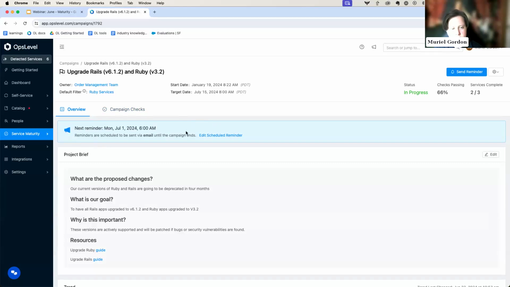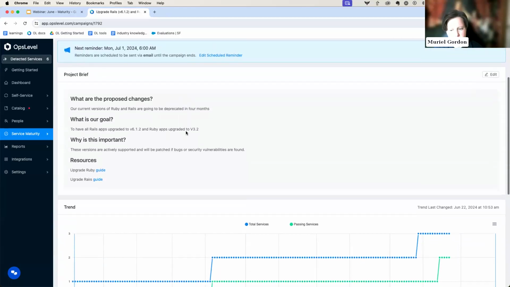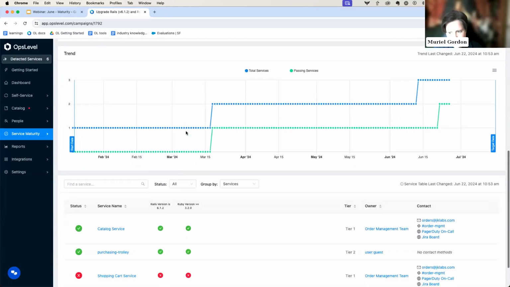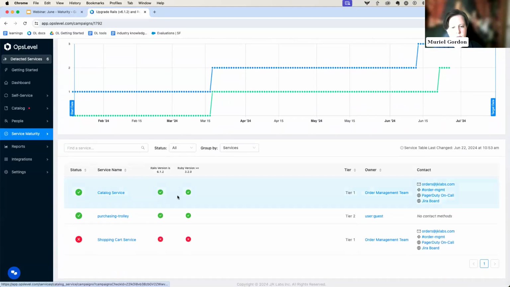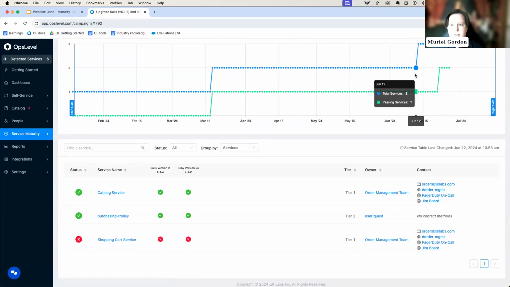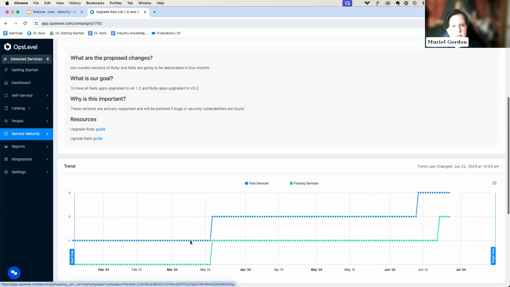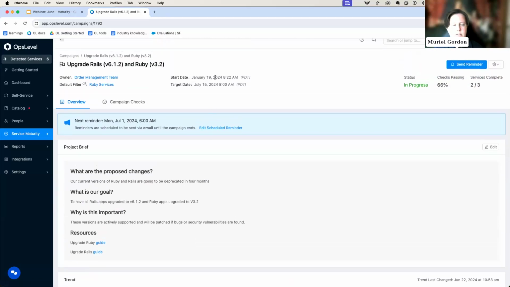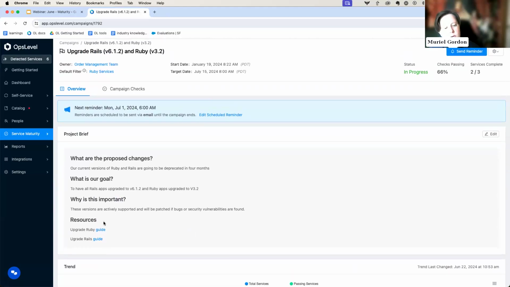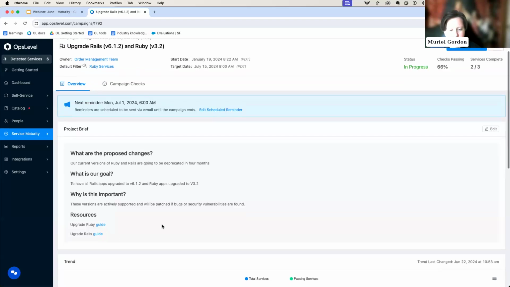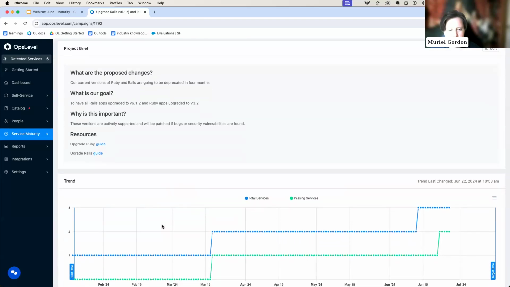So you can also see pretty easily which of the affected services are on track with the work that they are supposed to do and how that's progressing over time. You can also see which of the affected services are not quite done with getting this work done. And with the start and end date, you can make it really clear to folks when this work needs to get done. With the project brief, you can make it really clear why. You can also link out appropriate resources just to make people's lives a little bit easier. And it's just going to make people's lives a whole heck of a lot nicer.